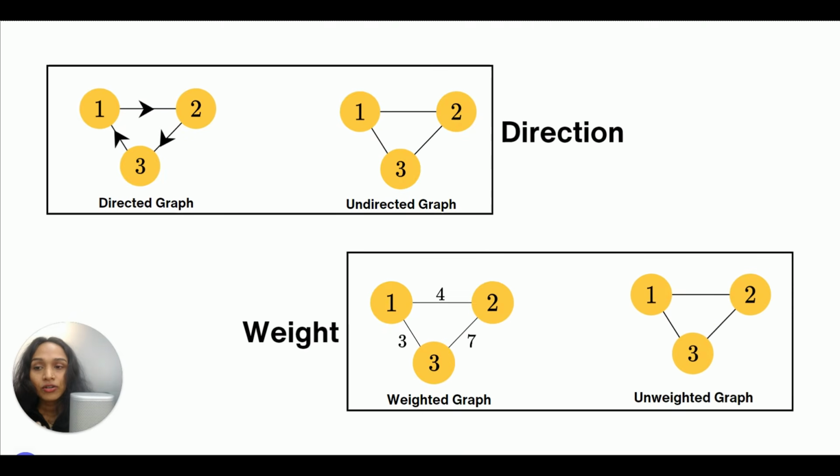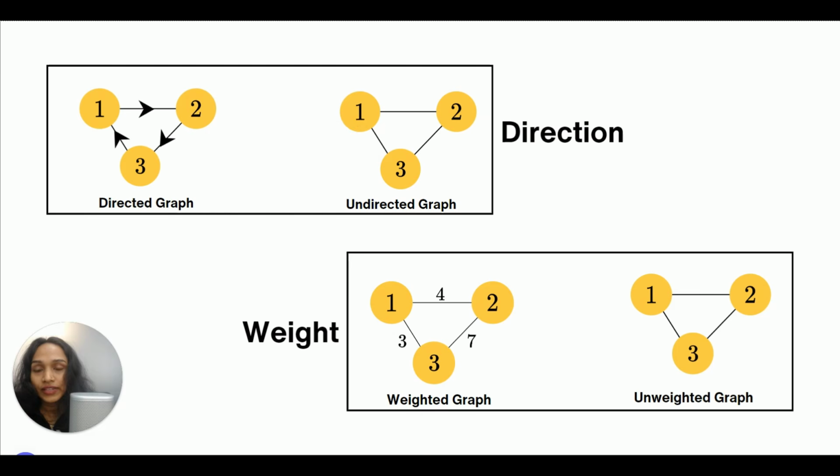Based on the direction of flow of information in a graph, we can classify graphs into two types: directed graph and undirected graph. On the left, we have a directed graph, and on the right, we have an undirected graph. In a directed graph, there is a particular direction in which the information flows. Here, the information flows from node 1 to node 2, 2 to 3, and 3 to 1. Whereas in an undirected graph, there is no particular direction for the flow of information. The information from node 1 flows to 2, and the information from node 2 flows to node 1 as well.